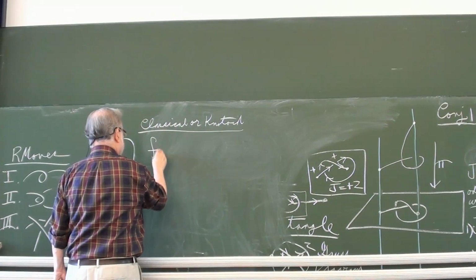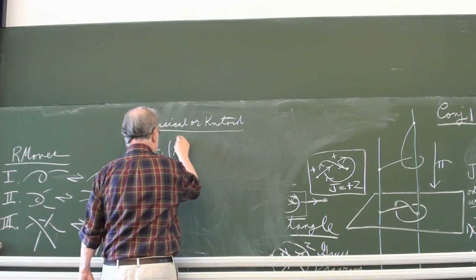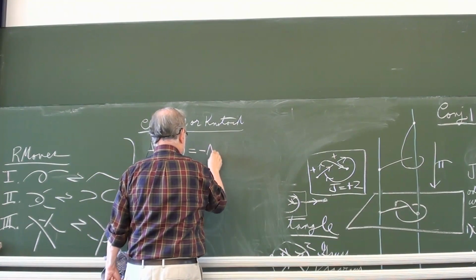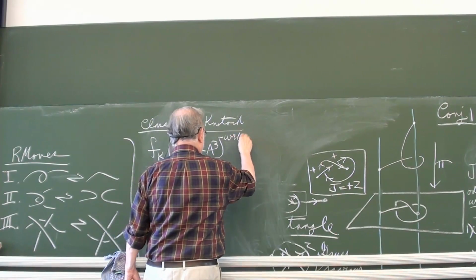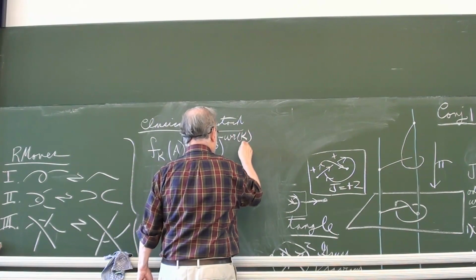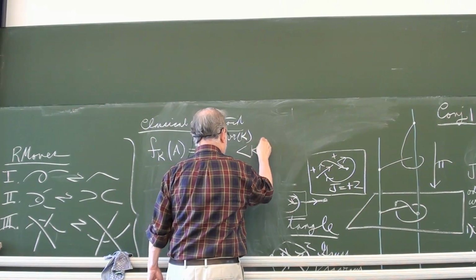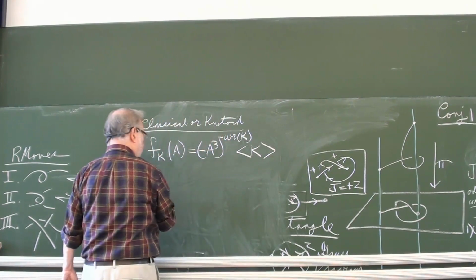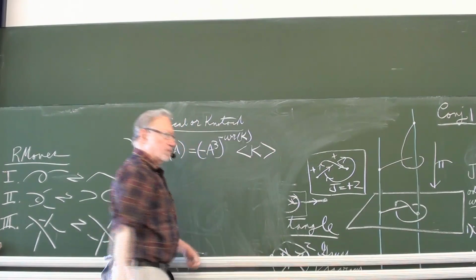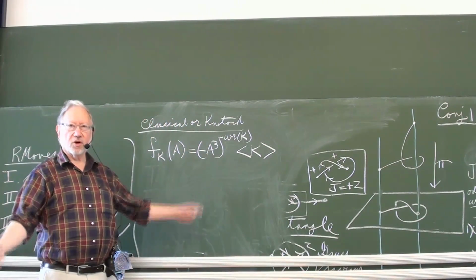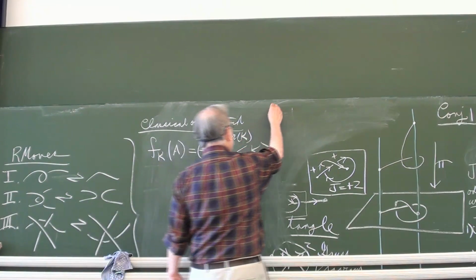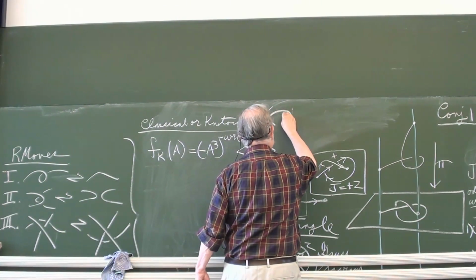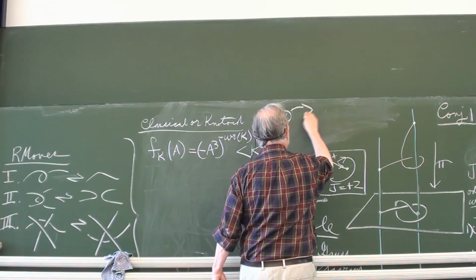I define f sub K of A to be equal to minus A cubed to the minus writhe of K, times the bracket of K. And the writhe is equal to the sum of the signs, not the odd writhe, just the sum of all signs. The reason for this is because of a calculation that we didn't do at the end last time.